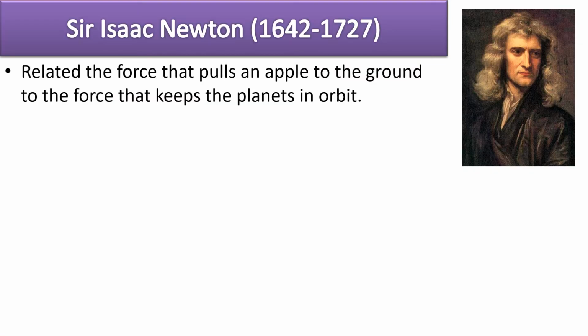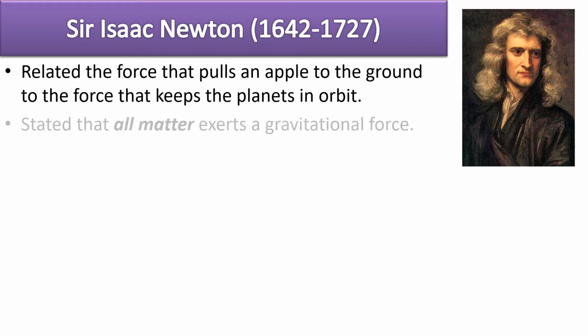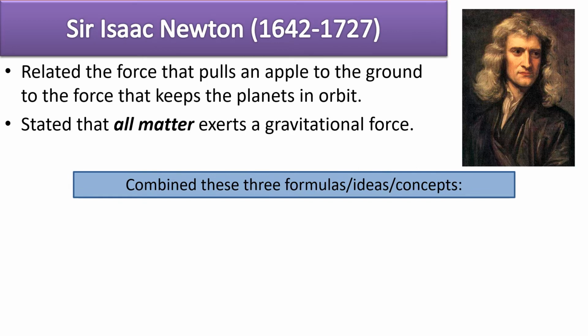Now, Isaac Newton comes along, and he related the force that pulls an apple to the ground to the force that keeps the planets in orbit. And they say he got hit in the head with an apple, and then he just came up with this equation, but that's not really what happened. He stated that all matter actually exerts a gravitational force. So he saw that the apple was pulled to the ground, all right? Apples have matter, and he saw that the moon orbited the earth, and the moon and the earth have matter. So he was like, oh, it's the same gravitational force that causes the orbits. So he combined these three formulas and he derived an equation.